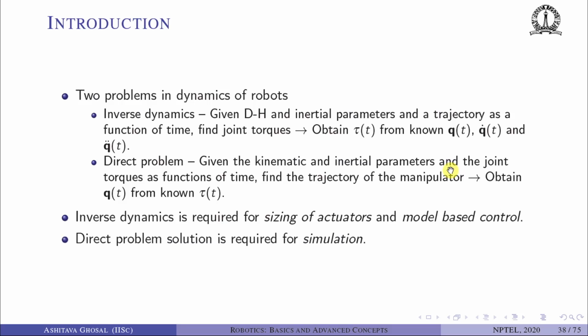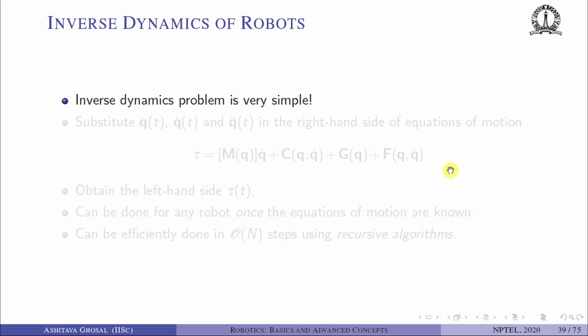The direct problem requires simulation, meaning what? That we are given tau of t and we know that the equations of motion are second order ODEs. So we need to integrate these equations of motion to obtain q of t. So this is also called simulation.